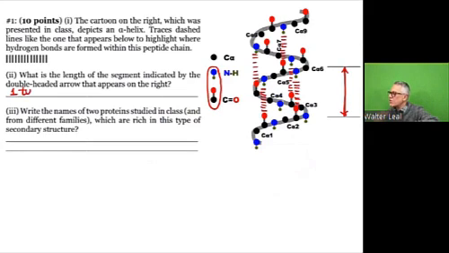The other question is, what's the length of this structure? So we have here one turn, 3.6 residues, and 3.6 times 1.5 is going to give 5.4 angstroms. All right.